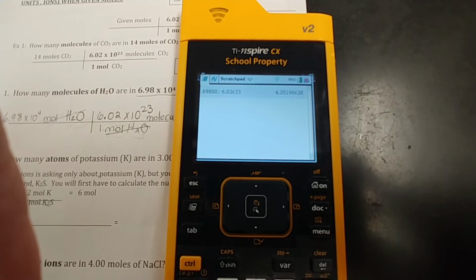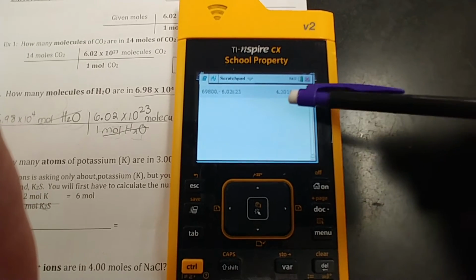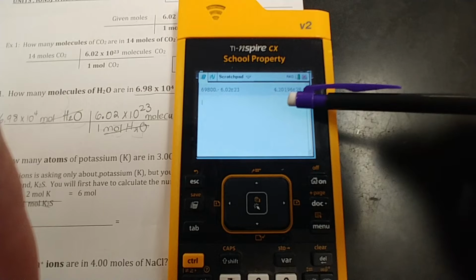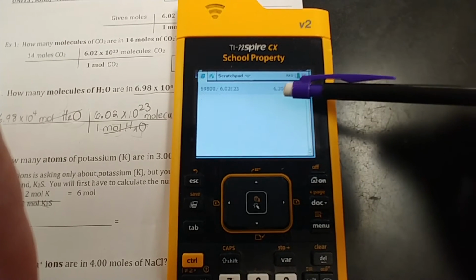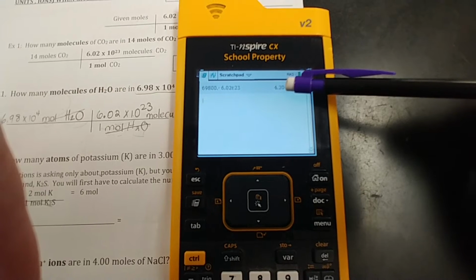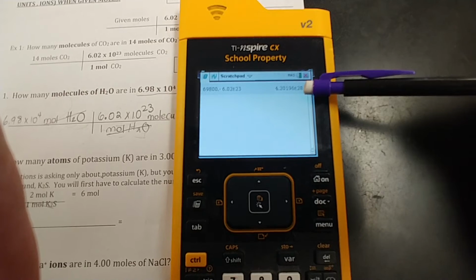Okay, so my answer comes out to 4.20196 E28. And that's not how we want to write it on our paper, because this is just the language behind the calculator. So we have to write it how we would write it. Round your answer to the nearest hundredth. That means 2 numbers after the decimal point. And then instead of the E, put times 10 and then put the power of 28.